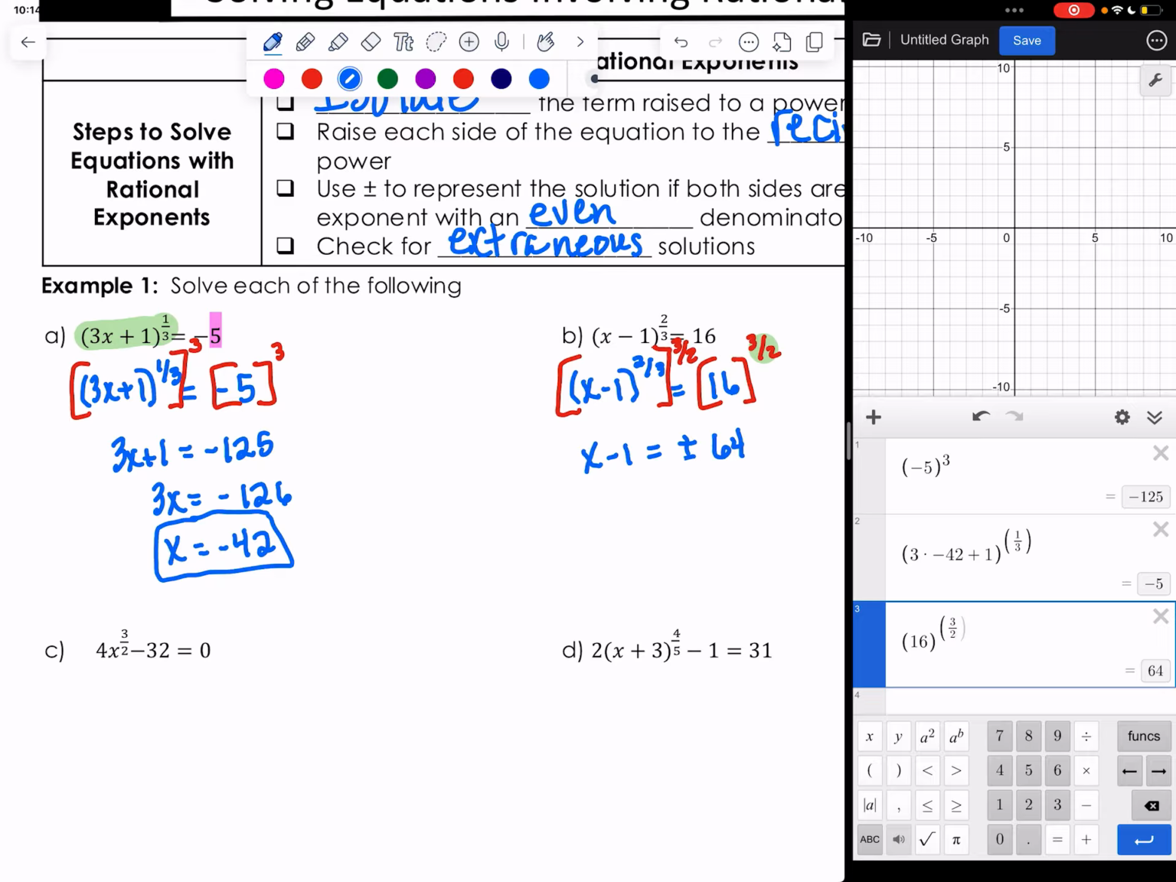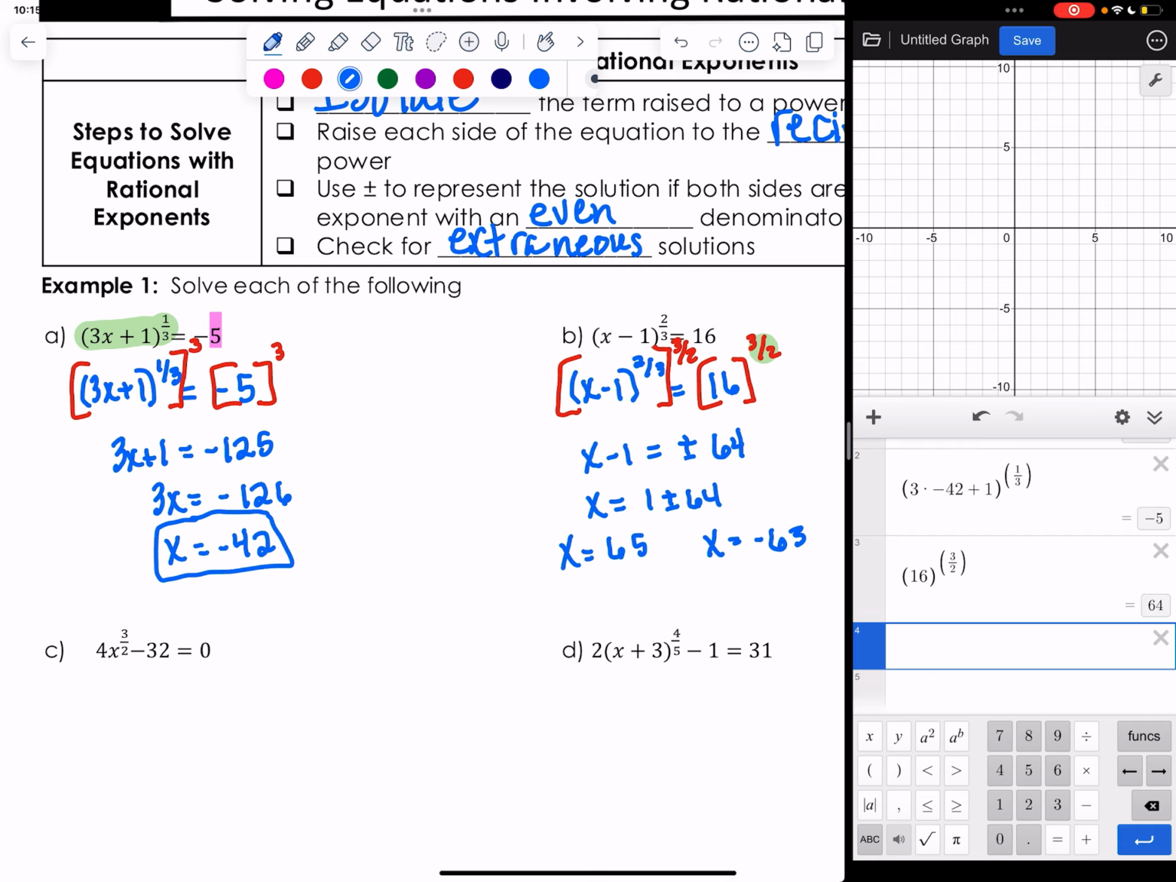All right, now I'm going to solve that equation by adding 1 to both sides. So x equals 1 plus or minus 64. So I'm going to get two solutions here. 1 plus 64 is 65, and 1 minus 64 is negative 63. All right, now we're not going to box in these answers until we check them. So remember, in this problem, here's your original expression, x minus 1 to the 2/3 power, and they want that to equal positive 16. So both of these answers may work, none of the answers will work, or maybe only one of them will work.